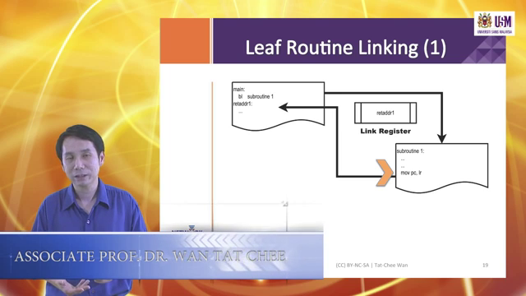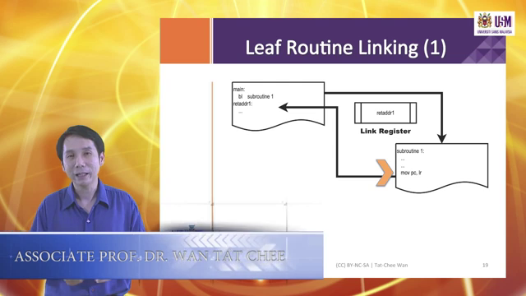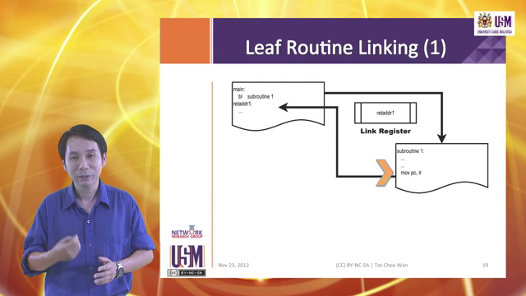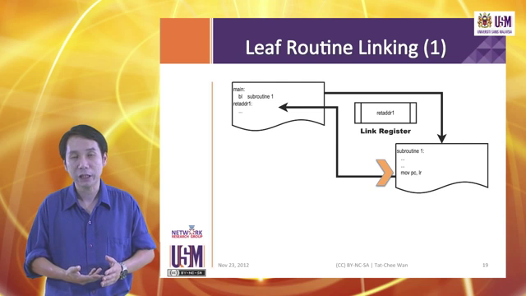It will then enter subroutine 1, execute the instructions in there, and finally, at the end of the subroutine, there is an instruction which will move the link register value back to the program counter. Now, as we remember, the link register value contains the address for return address 1. So subsequent to that move instruction, the next instruction to be executed will come from the return address 1 location.